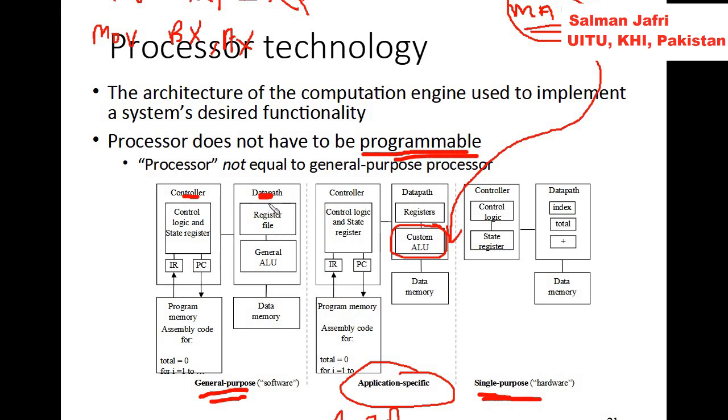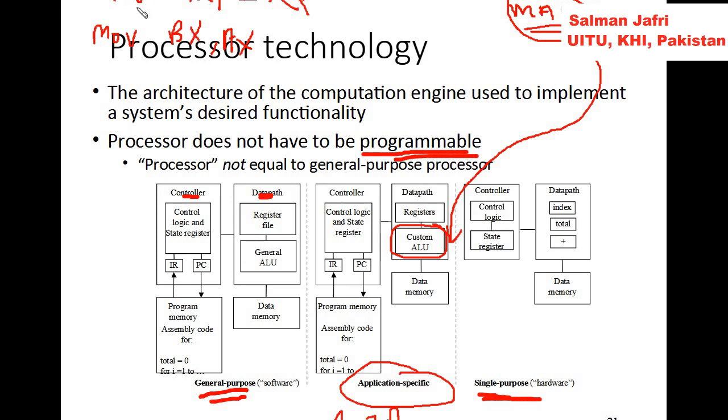And what is the data path then? Data path includes all of the hardware basically that is present in the processor, like the registers, the arithmetic and logic unit, data memory, etc. So we can say that the controller configures the data path for different kinds of operations.